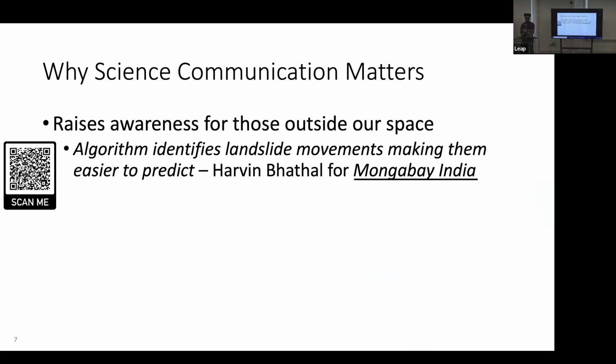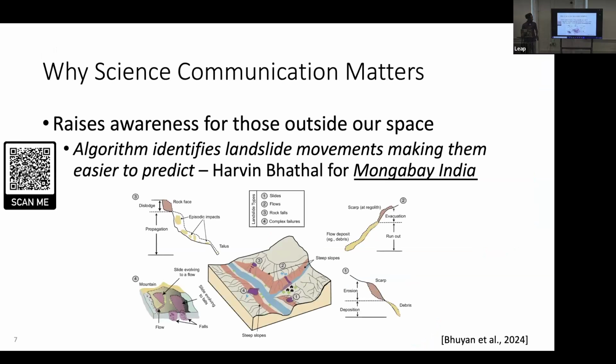So here's this article from Mongabay India. I have this QR code here if people want to scan it to read the article. But basically, these researchers were able to use a machine learning algorithm to help predict landslide intensity with pretty good accuracy, which is really cool. And it also helped places like India, where landslides can kill a lot of people, inform policymakers how they can really use science to help folks. So this is a way that you can raise awareness about different research and different things that you do.